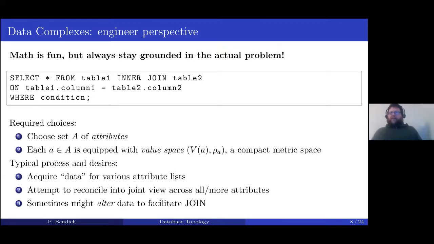And they're going to give me some metric on it. And I'm going to insist that this be a compact metric space, which is incredibly reasonable. And then these are sort of the things that the database engineer might want to do. Again, I might be going a little bit fast, so please do interrupt me at any time. Check the time.